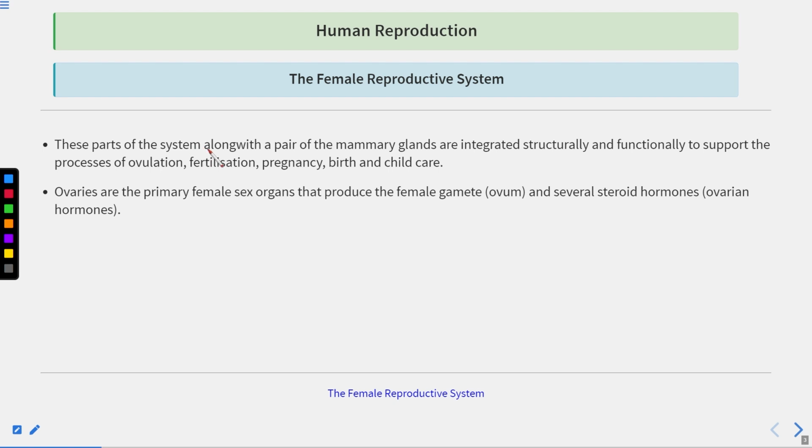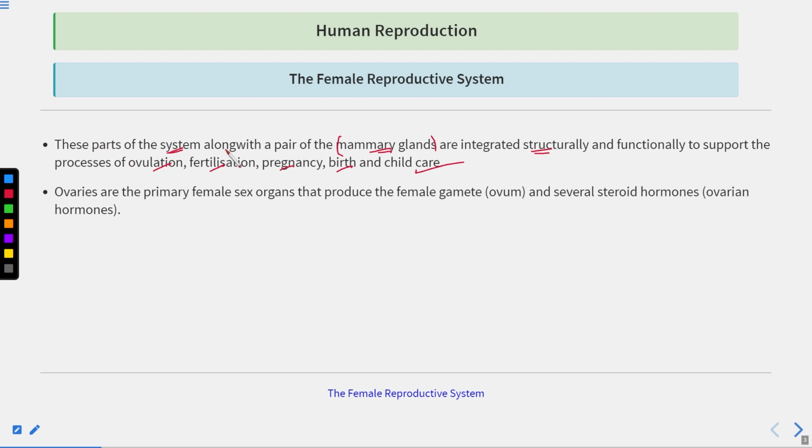Now, these parts of the system, along with the pair of mammary glands, are integrated structurally and functionally to support the process of ovulation, fertilization, pregnancy, birth, and child care. So what does this mean? This means that the female reproductive system and the mammary gland... we are mammals, humans are mammals. They belong to class Mammalia, and what is the feature of this class? The presence of the mammary gland. The females have mammary glands, and another feature is the presence of hair on the skin.